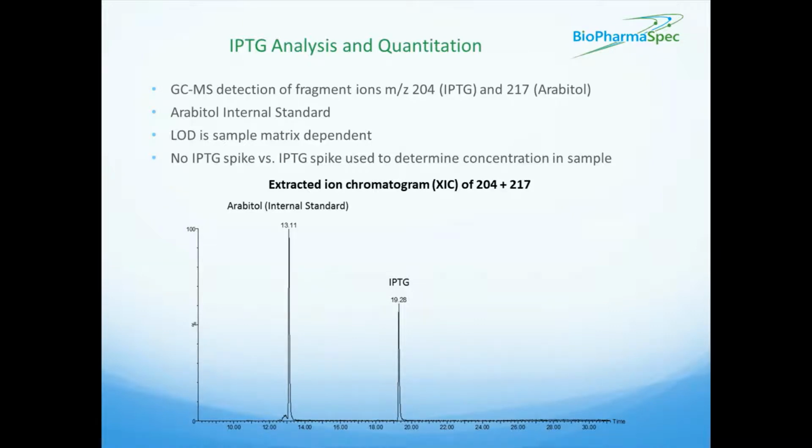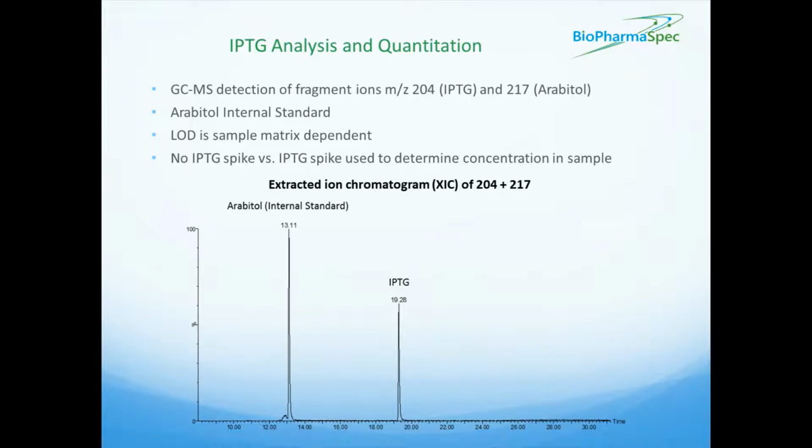All right, so the first is IPTG. IPTG is an inducer of gene expression that could find its way into a drug product if not removed by the purification steps. The structure is similar to a monosaccharide, and for that reason, we can use TMS derivatization and gas chromatography mass spectrometry, or GCMS, to analyze this compound.